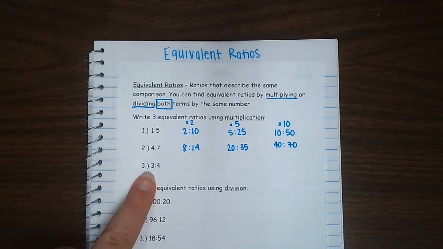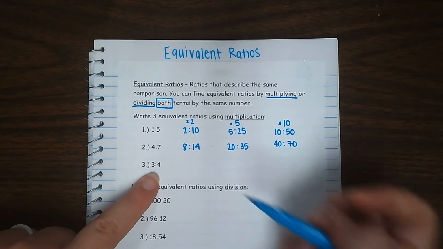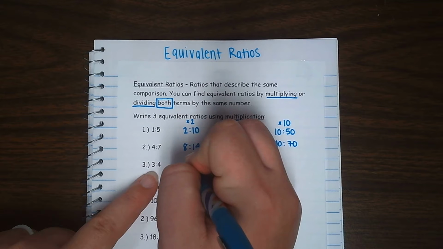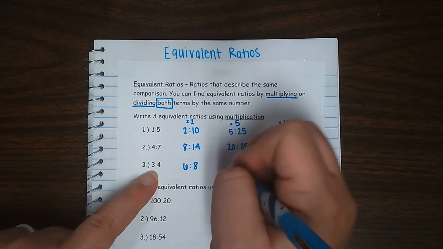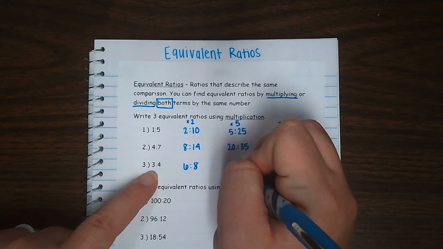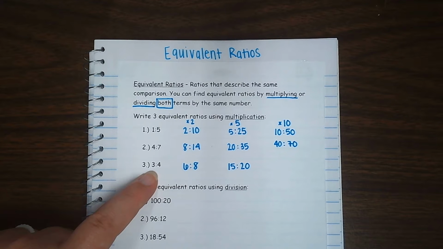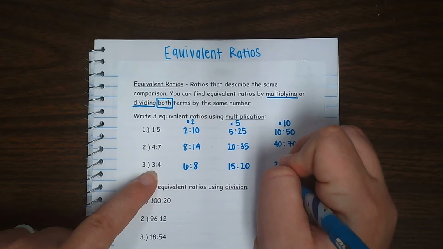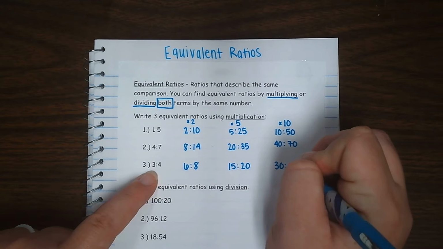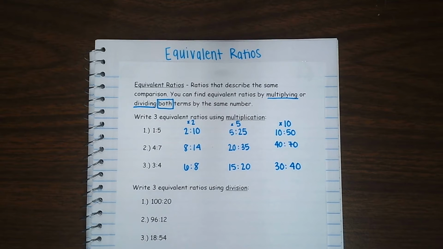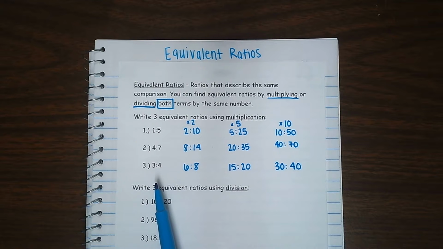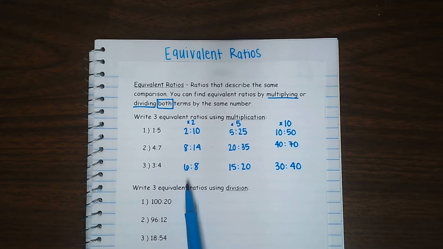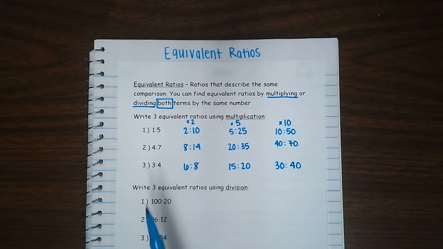And the last one in this section, we've got 3 to 4. Times it by 2, that would be 6 to 8. Multiply by 5, that would be 15 to 20. Multiply by 10, it would be 30 to 40. All of these are representing the same comparison. They are just being multiplied, just like with equivalent fractions, which we could have written these as fractions if we wanted to.